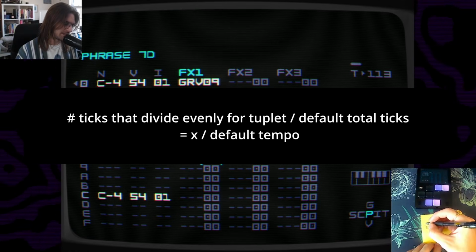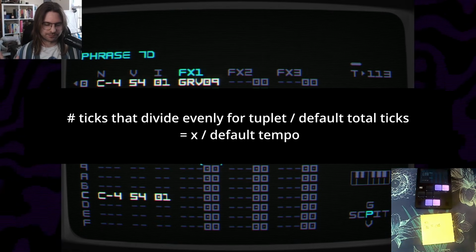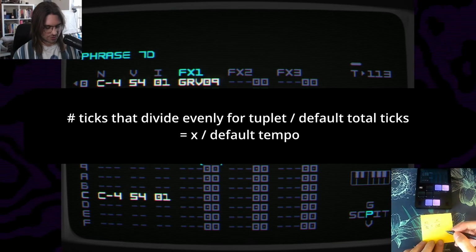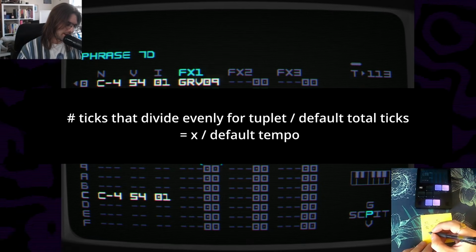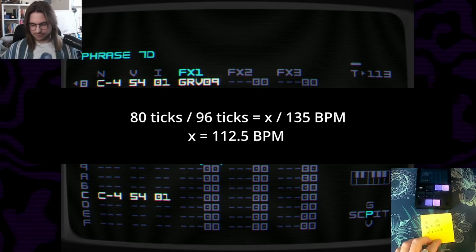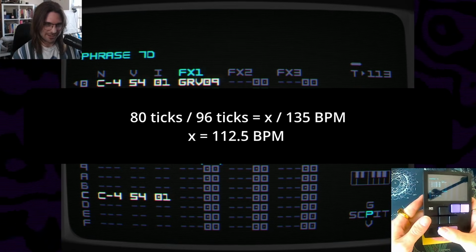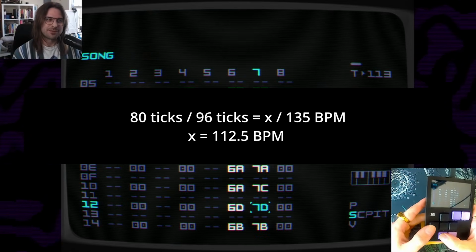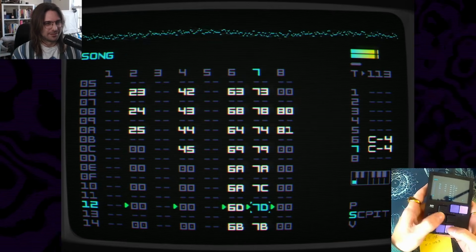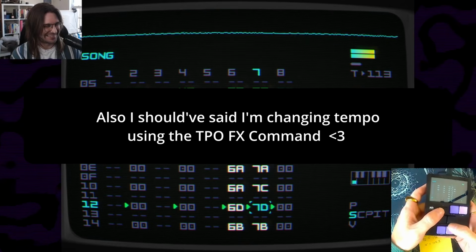One of these numbers is 80. 80 is divisible by both 2 and 5. And then, set it to x, and you do your cross multiplication thing, and you get x equals 112.5. So I guess it's not exactly the same because it's half of a BPM faster than it was before. But I don't know, it's pretty damn close to me.